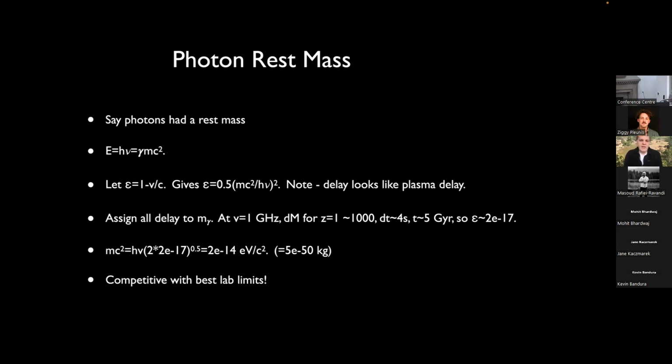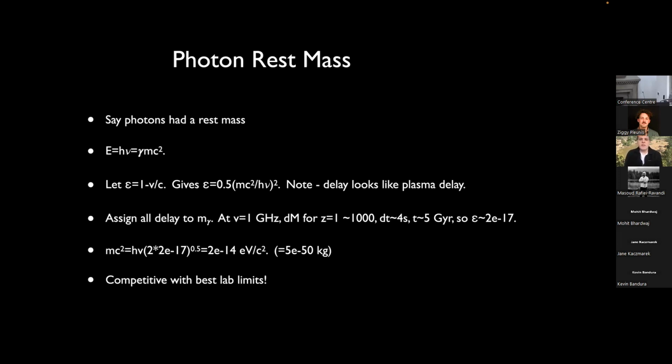So this looks like a plasma delay, which unfortunately will make it a little bit harder to make huge constraints on this. But we can do pretty well. So if we assign all of that delay to a photon mass, if we have some high redshift FRB, so if we take a gigahertz and a DM of 1,000, then the time delay is about 4 seconds. So the fractional difference in speed between the propagation speed of the radiation and the speed of light is about 2 times 10 to the minus 17.